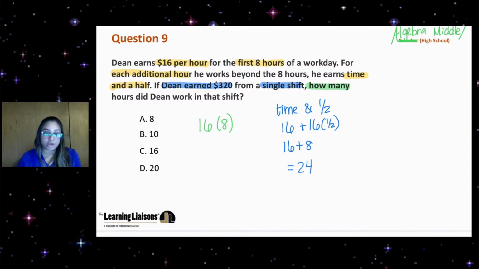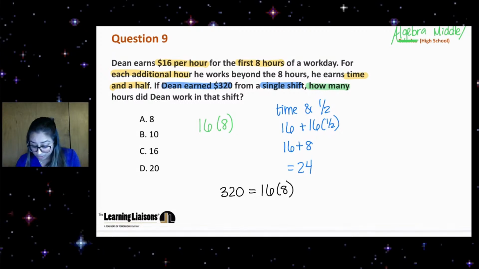What do we need to know? We need to know how many total hours he worked based on him earning $320. So if his outcome was $320, what made the outcome? The outcome was made from his $16 multiplied by his 8 hours that he normally works, plus $24 times we don't know how many additional hours he worked.